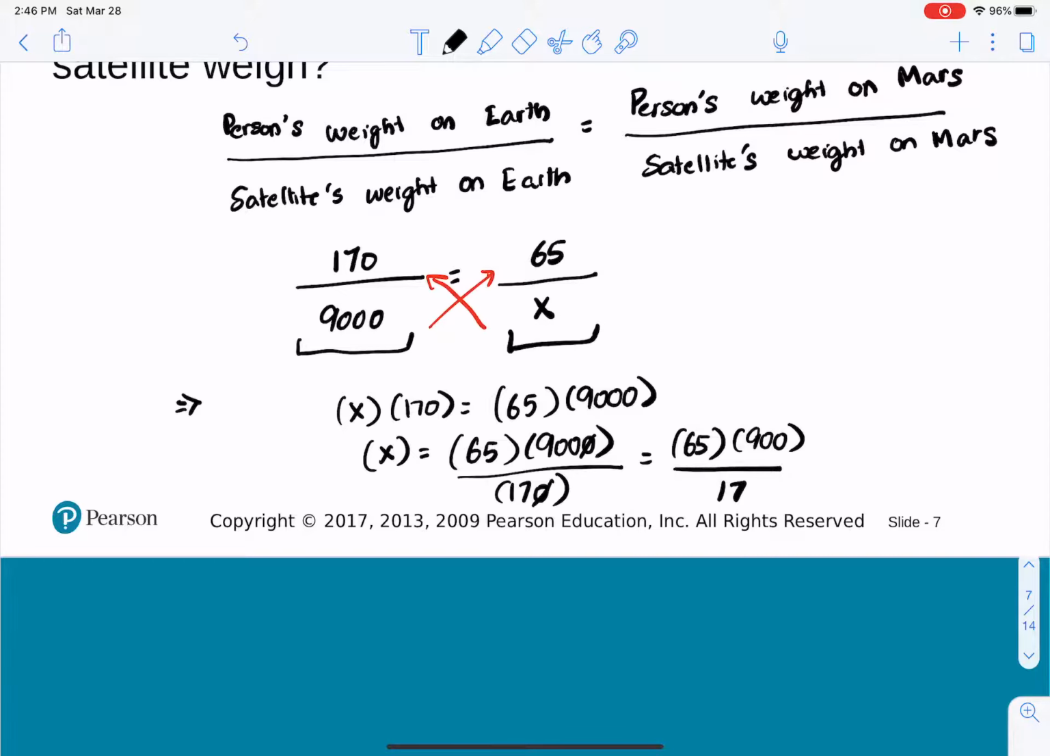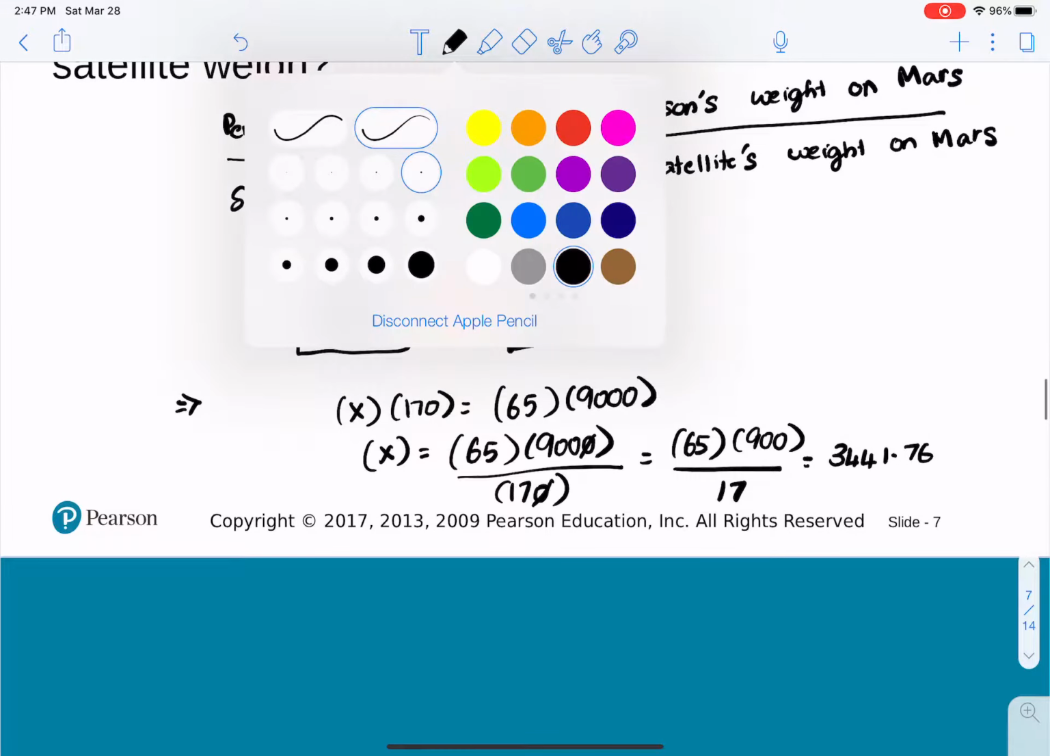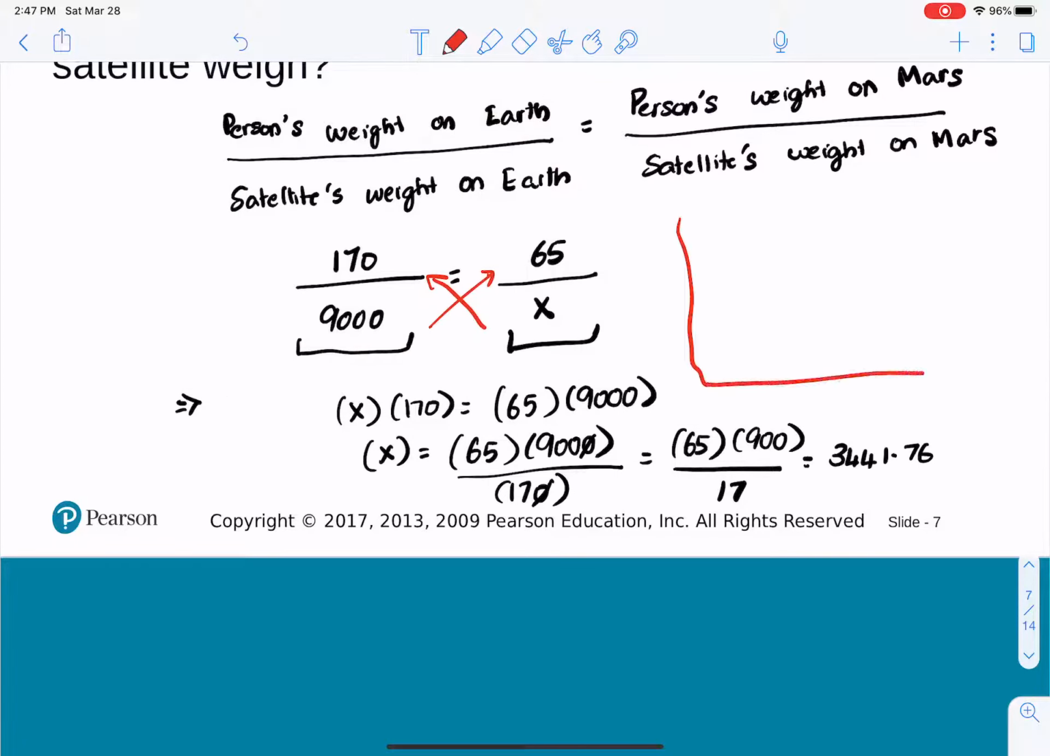We can make use of a calculator to find this answer, and that would give us about 3,441.76 pounds. So a different way to approach this problem, perhaps I'd put it as a side note.